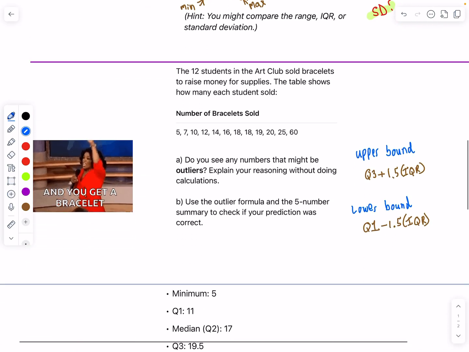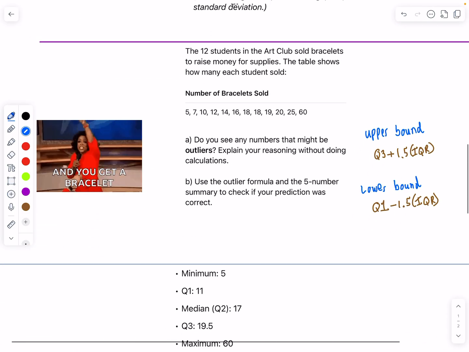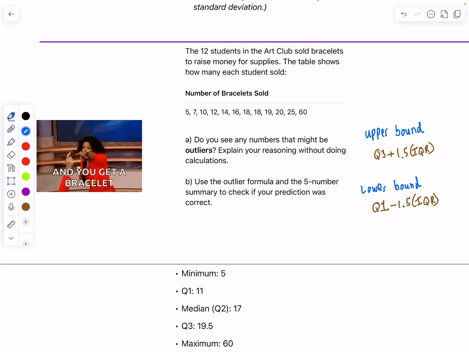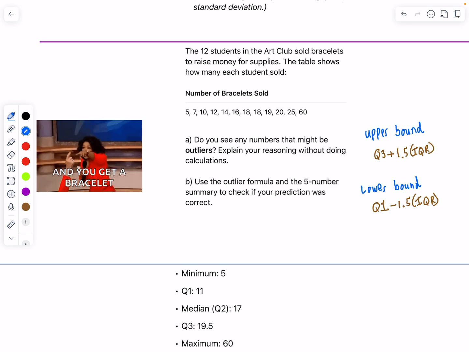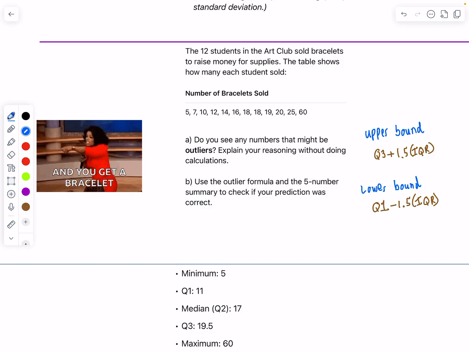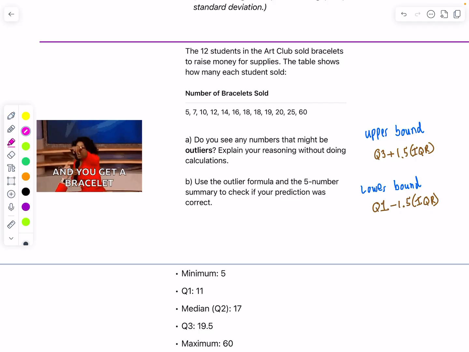And then the last question we're going to go over is outliers and determining if something is an outlier. So we have 12 students in the art club, and they sold bracelets to raise money for art supplies. The table shows how many each student sold. So we have the number of bracelets sold from these 12 students. So question A says, do you see any numbers that might be outliers? Explain your reasoning without doing any calculations.